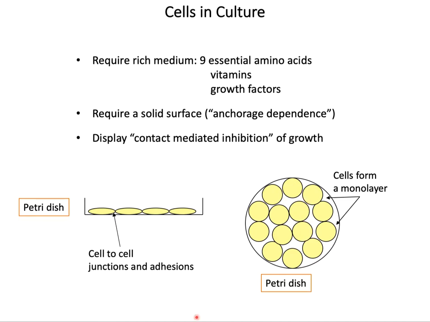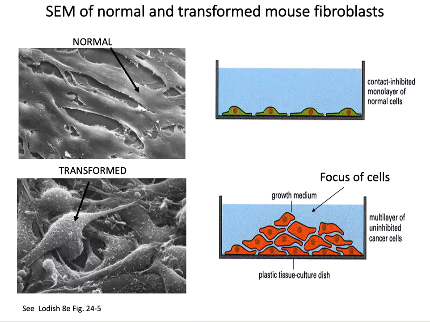So let's take a look at what happens to the neoplastic cells. In the top panel here is a scanning electron micrograph of a normal fibroblast, and you can see that they are very, very flat because they are adhering very tightly to the surface of the culture dish.